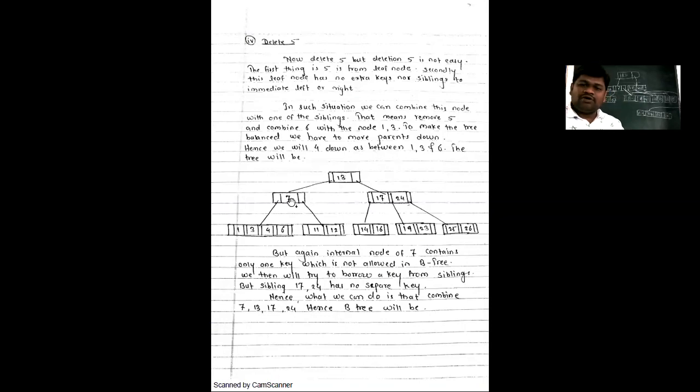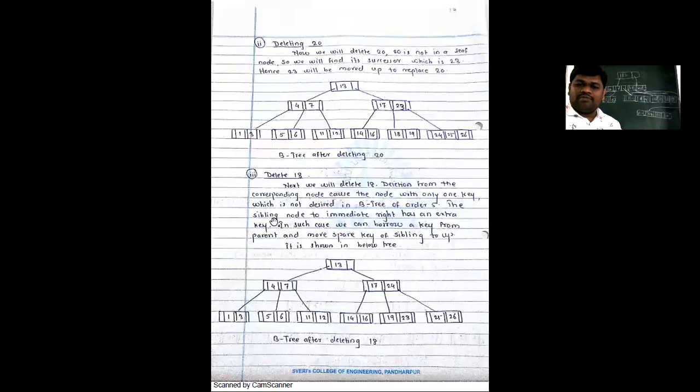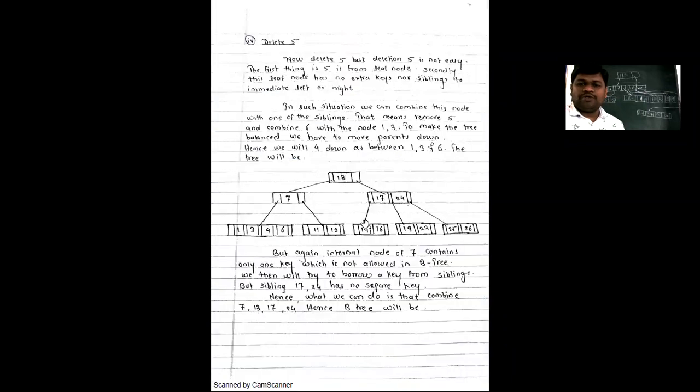So why, when we are combining, have we put 4 down, right? For what purpose? To make the tree balanced. So here we bring 4 down between the 1, 3 and 4, right? And the tree will be like this, right? जर 4 डाउन नाही केलं तर ट्री होती का तयार इथं? कंबाईन करता येते का? 4 डाऊनच करावं लागणार आहे आपल्याला, ठीक आहे?